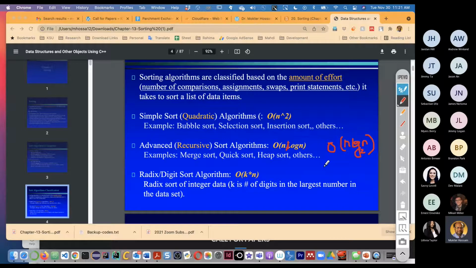Okay. So merge sort, quick sort, and heap sort are the advanced recursive sorting algorithms, because these algorithms themselves use the recursion process. You are familiar with the recursion process, okay? And they take less time. So compared to big O n squared, for a large n, that will be inefficient, but this will be better.